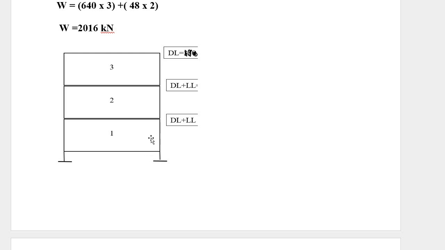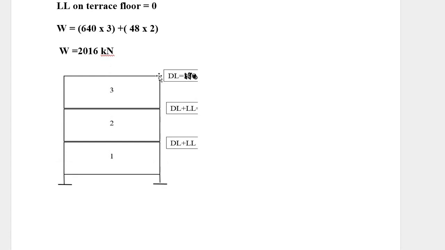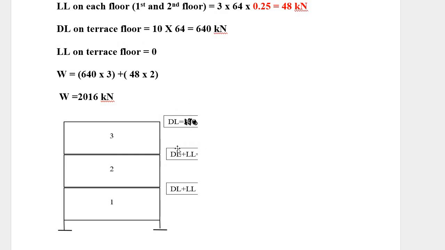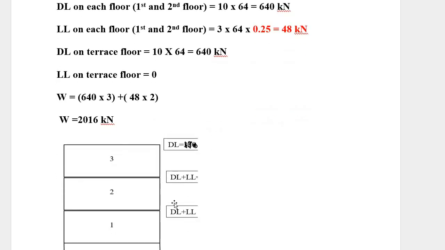So I will start with the base. At the base, we will get dead load plus live load. Then at the second story, it is dead load plus live load. But when you move to the topmost story or the terrace, only dead load is present, live load is absent. Please remember this condition, that is live load is absent on the terrace floor. So I have mentioned only dead load here. According to this I have done the calculation. So get back here, dead load on each floor, that is first and second floor. We have first and second floor dead load, so I have calculated separately.